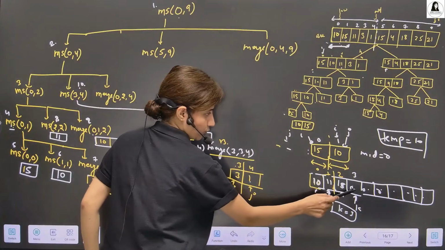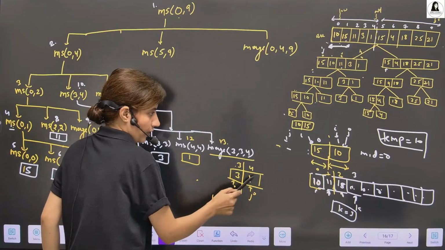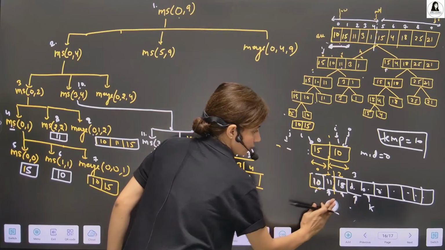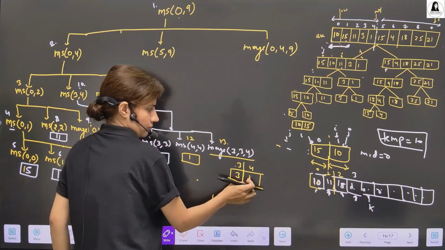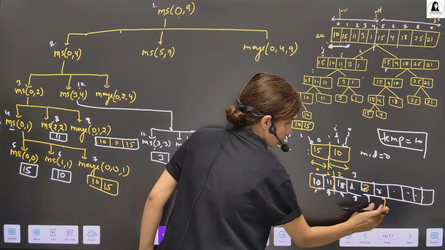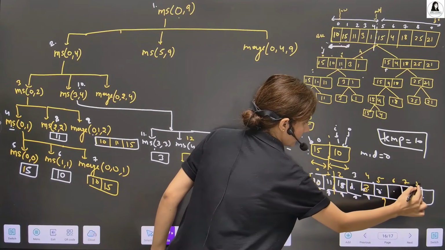Right now temp is pointing to this. It's not that we just write here 1. 1 is smaller, so 1 I'll write here, then k plus plus. Now k is pointing to this. K becomes 4. Now this is done, so only 3 is remaining. So 3 I'll just paste here. Now k plus plus. K is pointing to this. Now k becomes 5.